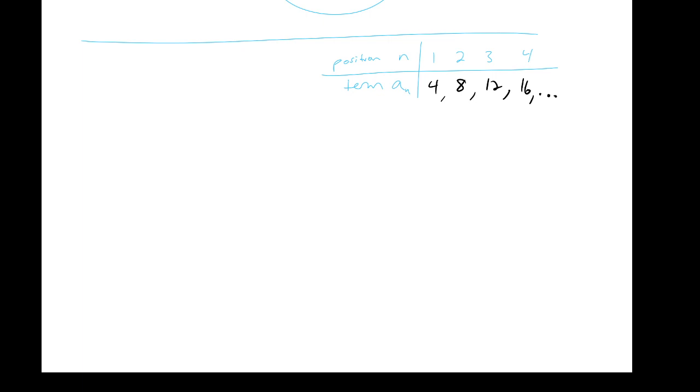So the question is, is this sequence arithmetic? In other words, does it have a common difference? And of course, the answer is yes. It does have a common difference. Between 4 and 8, we add 4. Between 8 and 12, we add 4. Between 12 and 16, we add 4. So our common difference is merely +4.